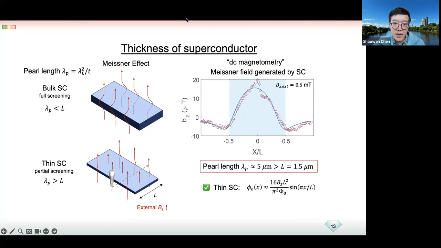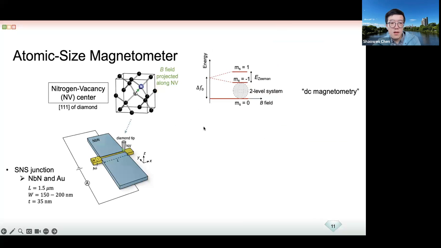I see there's a chat question: are Bx, By, Bz generated by the current all measured by the NV? Yes. If I go back a little bit, the NV center will be able to pick up along this direction, which is not in the perpendicular direction. It's about 60 degrees relative to the plane. So yes, it will be able to pick up the XYZ components of the magnetic field generated by the current.